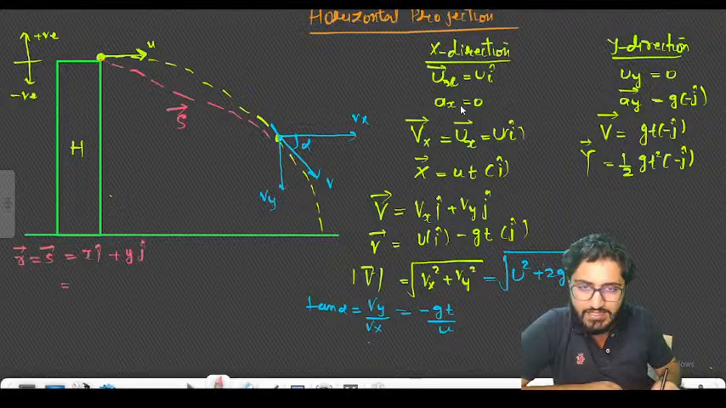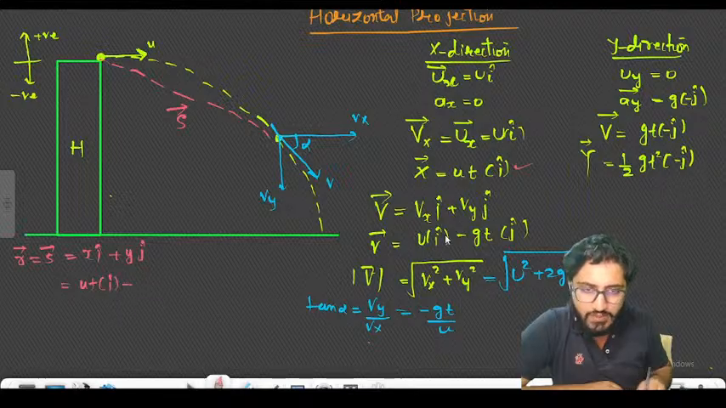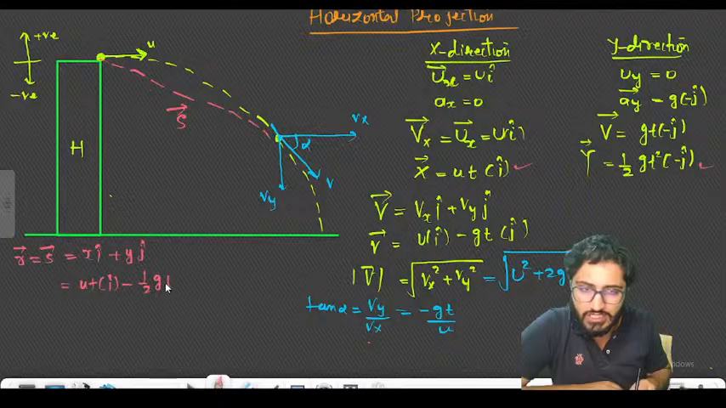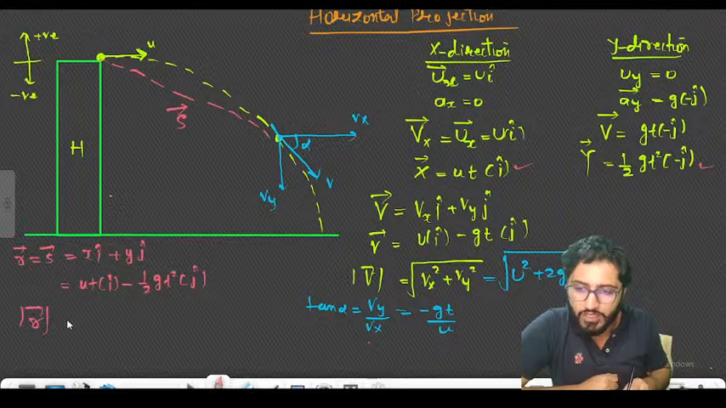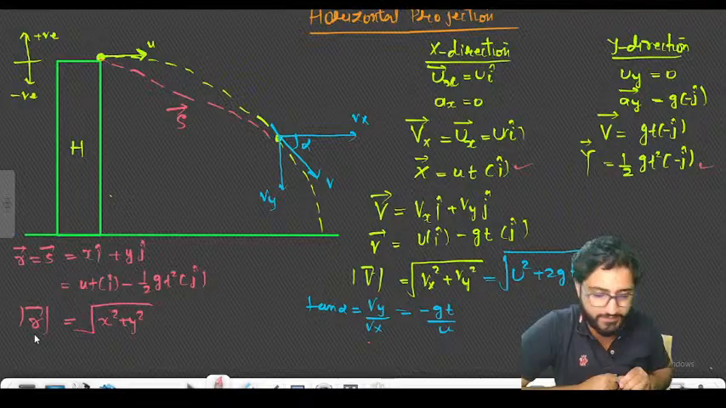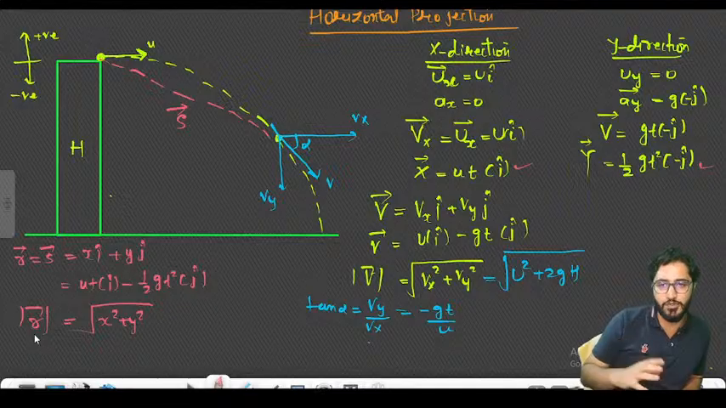What is x? Is it ut? Yes sir, I can write here ut i cap. What is y? It is minus 1/2 of gt square in j cap. And if you want to take it as magnitude, you need only x square plus y square, then you have to take out the root. Simple as it is. Nothing that much of things, right?